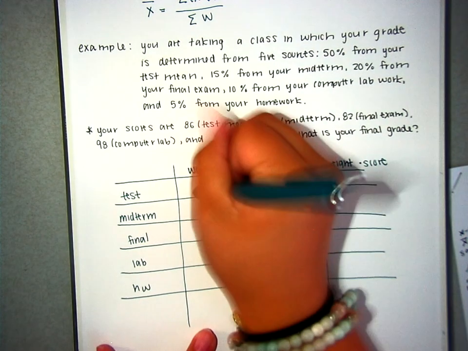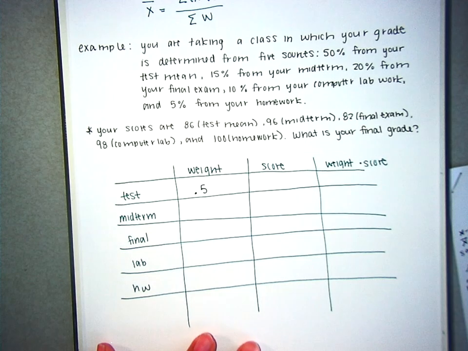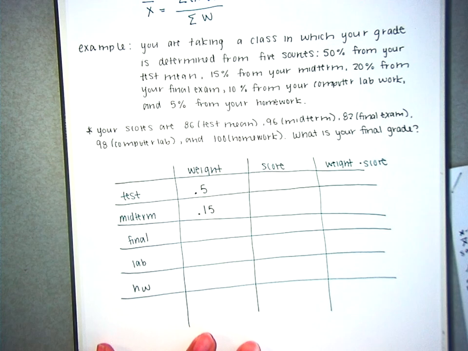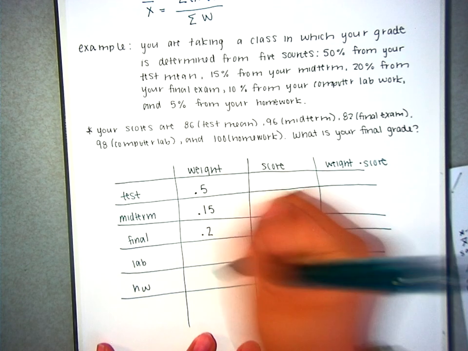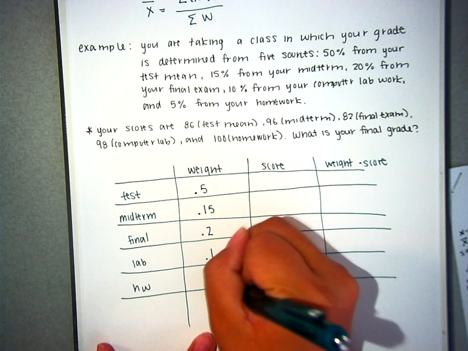0.5. For the midterm, it's 15%, so we'd write 0.15. 0.2, 0.1, and 0.05.